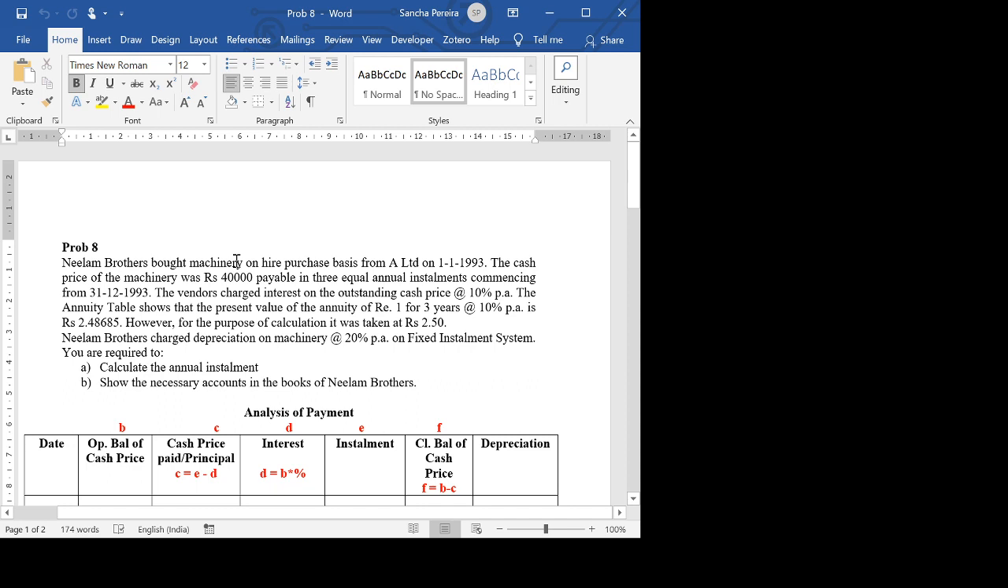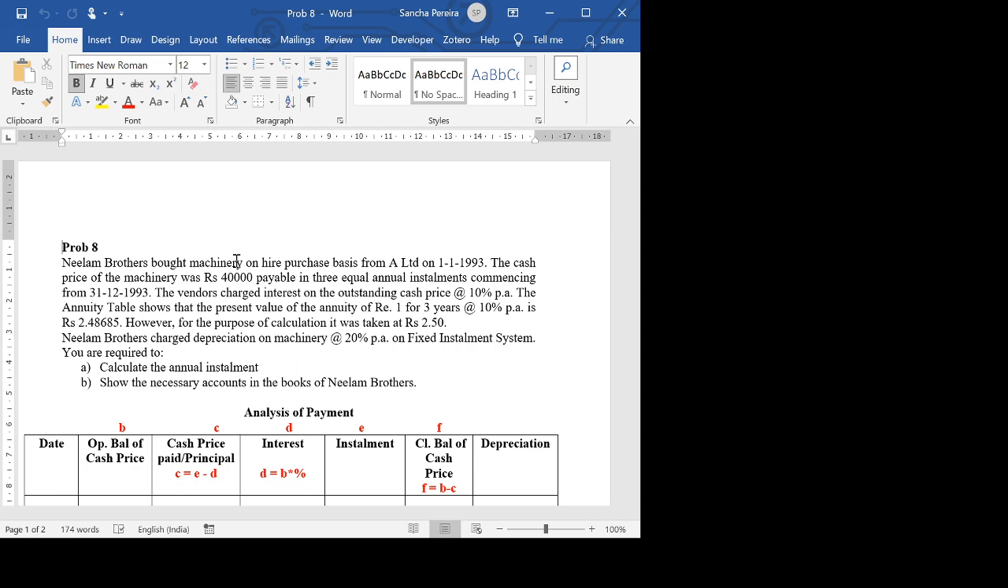Neelam Brothers bought machinery on hire purchase basis from A Limited on 1st January 1993. The cash price of the machinery was rupees 40,000. So right in the beginning they tell us the cash price. Neelam Brothers is the hire purchaser and A Limited becomes the hire vendor, and the agreement is signed on 1st January 1993. Payable in 3 equal annual installments commencing from 31st December 1993. That means there is no down payment here.